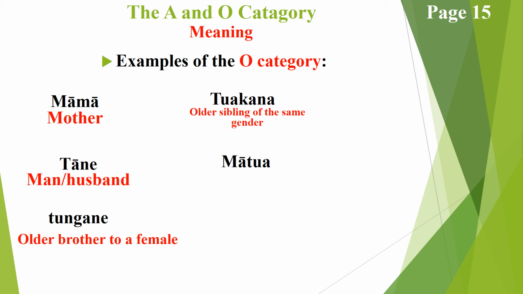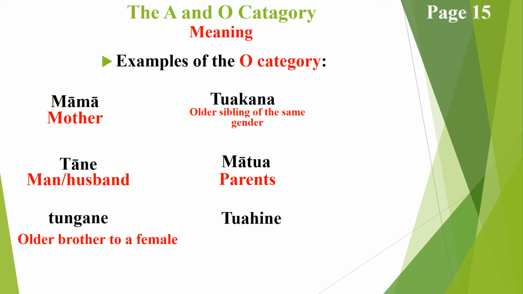Okay, mātua, which is your parents. Your parents are always put in the O category because they are of higher status than you, they're older than you, and they have superiority over you. You don't go around telling your parents what to do, they actually tell you what to do. Ka pai? So, moving on.